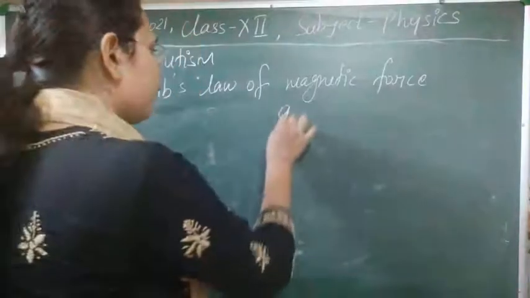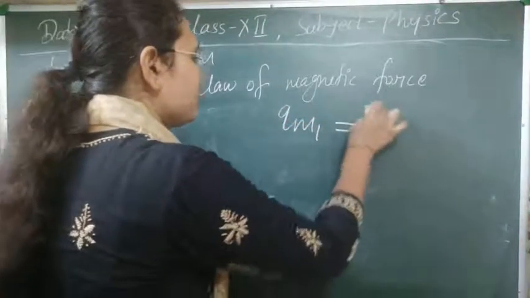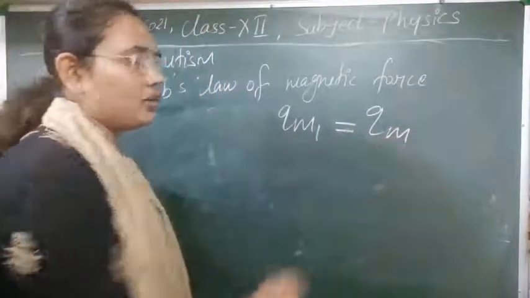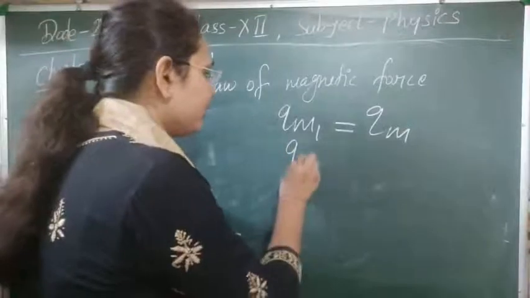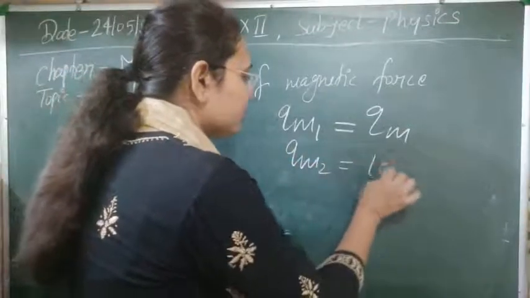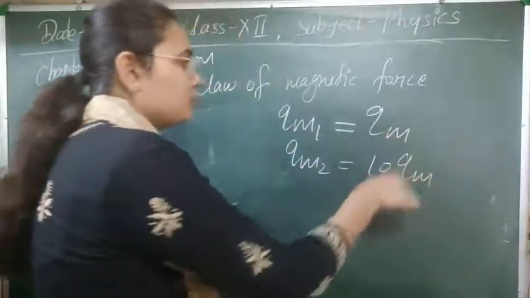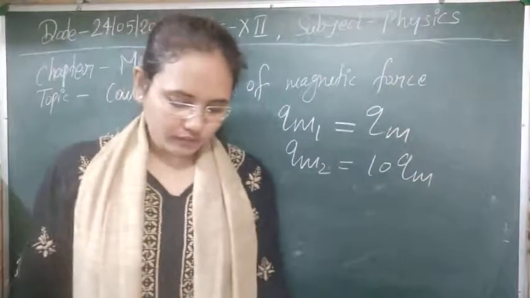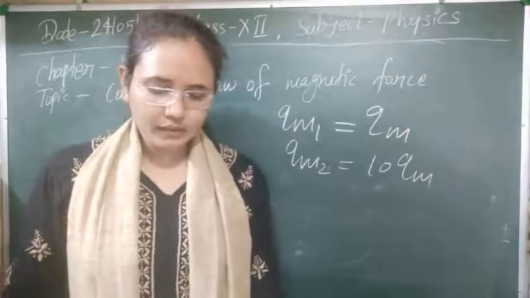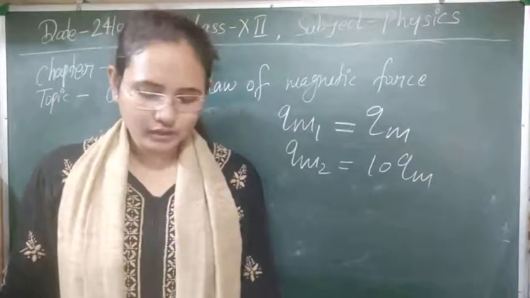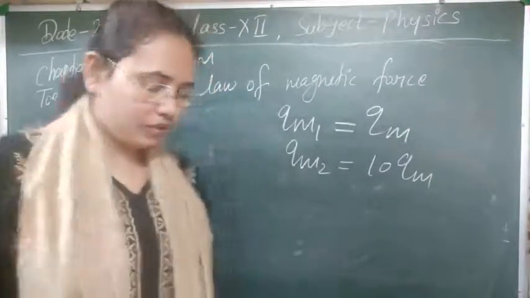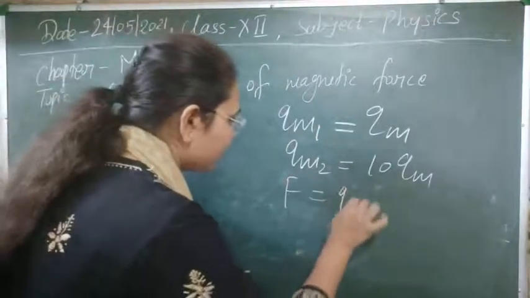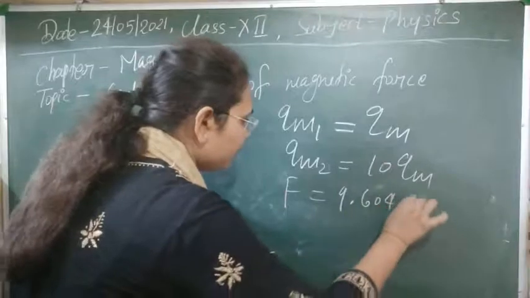Suppose the first pole has pole strength equal to Qm, so Qm1 we can write as Qm. Then the second one, as given in our question, is 10 times this one, that is 10 Qm. Next, it is given that these two magnetic poles exert a force equal to 9.604 millinewton.